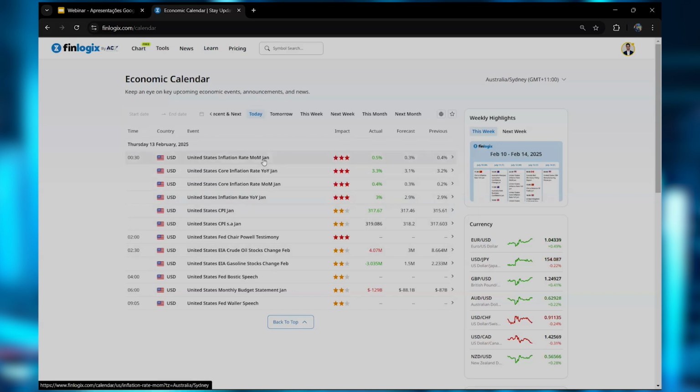We had the United States inflation rate month over month coming in at 0.5%. The core inflation 3.3%. Core inflation month over month 0.4%, and the inflation at 3%. Those are the numbers, the CPI as nominal. I could definitely explain it if someone asks me, but it's a bit of a tricky one. It's better for us to use this one here.